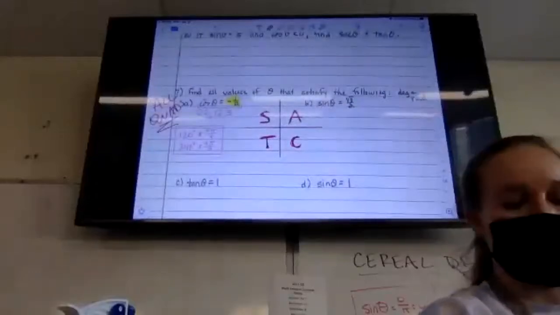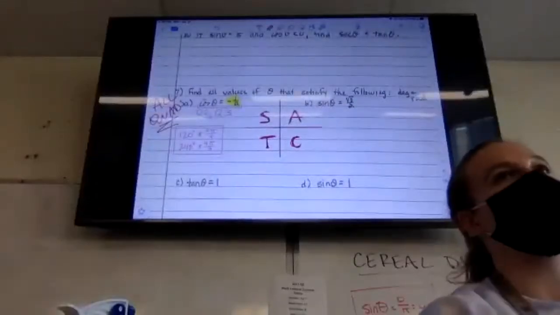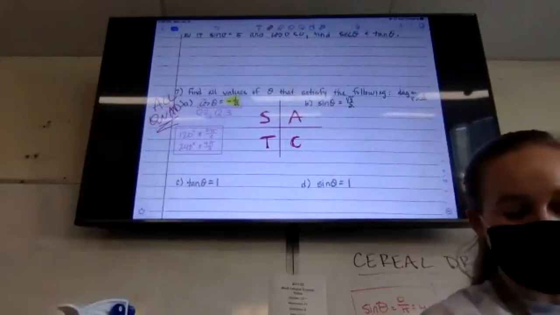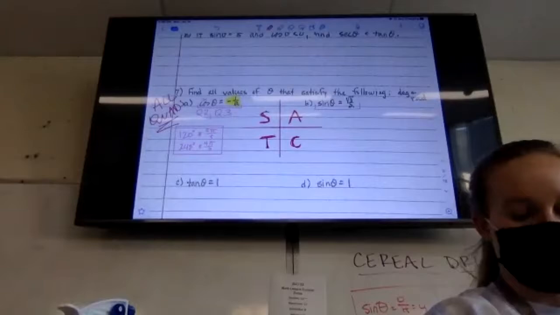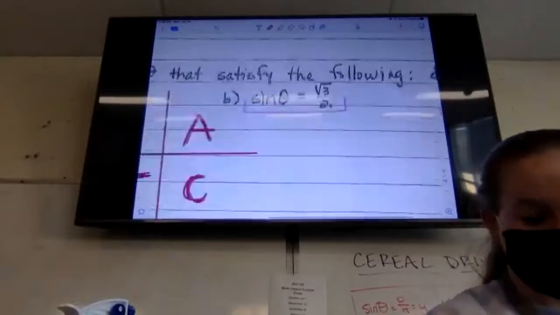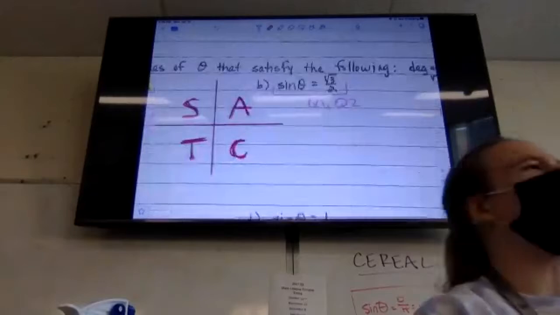The next one is sine of theta equals √3/2. Okay, that's positive. So my first question is, what quadrants is sine positive? 1 and 2, very good. So we're looking in quadrants 1 and quadrants 2. Okay, so, and y is which variable?